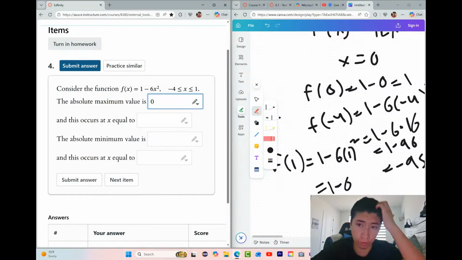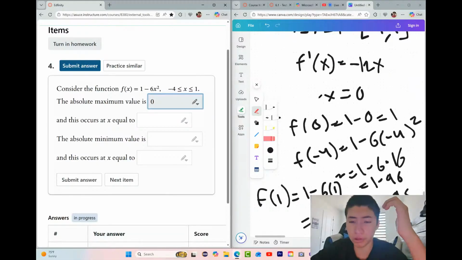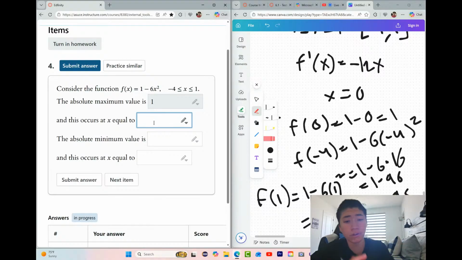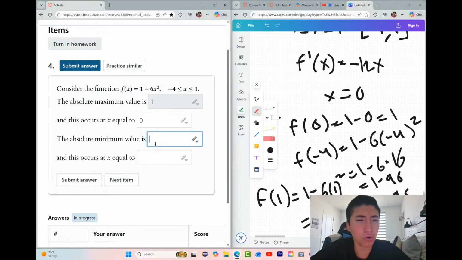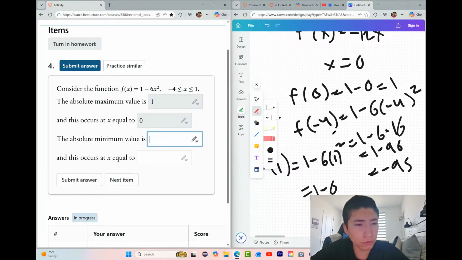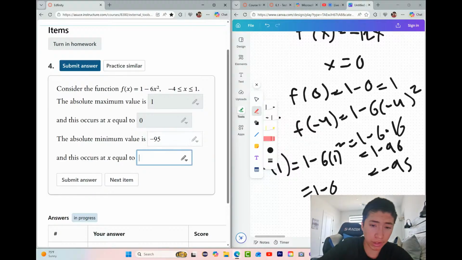Absolute value, 0. Oh, hold on. No. Sorry, that's not true. It's 1. This occurs at x equals 0. There we go. Beautiful. Let's go. And then our absolute minimum is going to be -95, which occurs at -4.